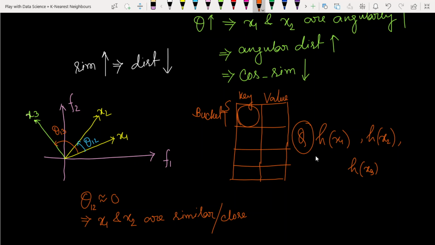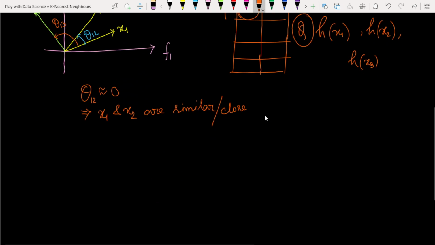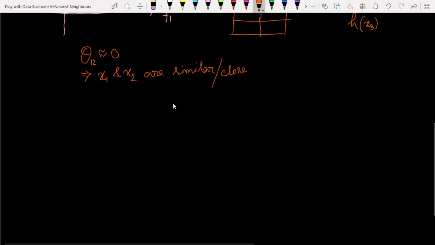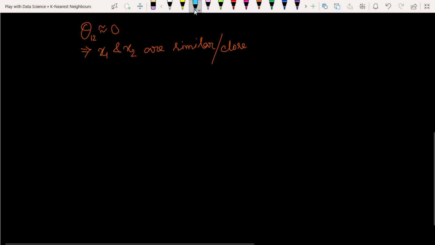Main question is how to find this hash value to store this bucket. So let's see. One thing before we start: LSH is simply a randomized algorithm. This is the first thing we have to remember: it is a randomized algorithm.